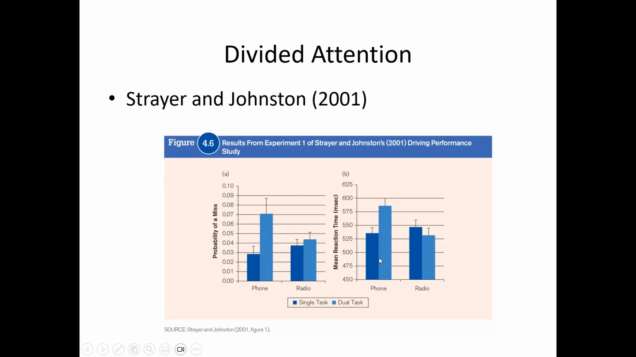And then you get into the average reaction time, which is quite a long time for the dual task compared to the single task. And then the radio, there's no significance there between single task and dual task. If you all know error bars, the error bar goes past it. So that means that there's no significance there. Same thing here with this. So that's what we're looking at there.